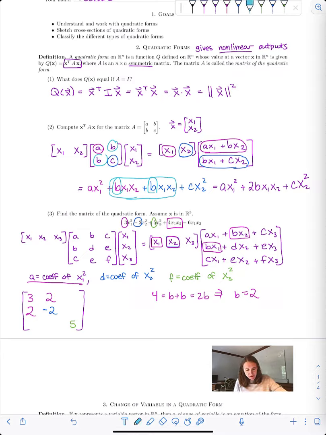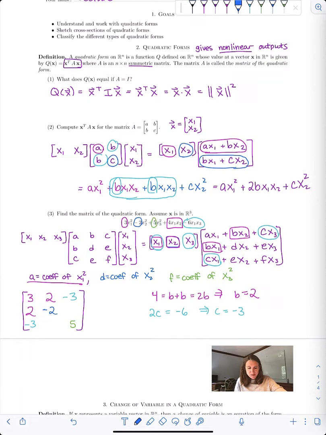And we also have an x1, x3, which has coefficient -6. And so if we look at x1, x3, we get it as a C from the first row of our AX matrix, and a C from our third row of our AX matrix. And so that tells us that 2C equals -6. So C equals -3.